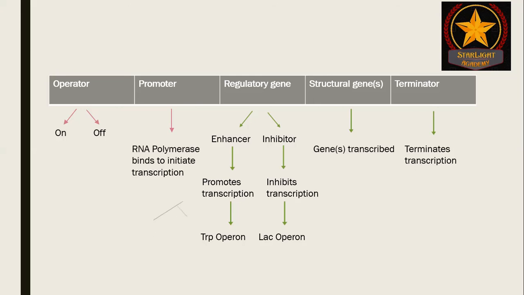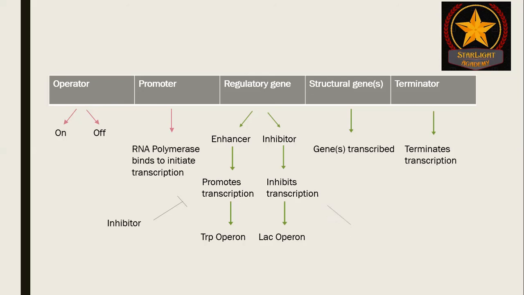Now, if we want to inhibit the transcription in case of a positively regulated operon, we need a molecule called inhibitor. In the case of trp operon, the inhibitor is tryptophan itself. Tryptophan goes and binds to the enhancer protein in such a way that the enhancer protein is unable to interact with the operator. So, the operator is switched off and the structural genes are now inhibited from transcription.